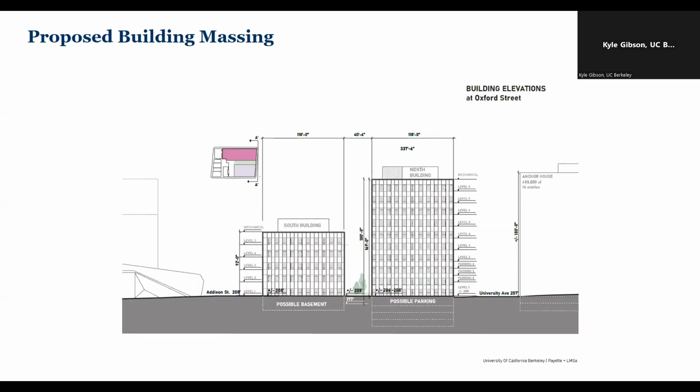This is a similar slide to the previous slide and shows building massing looking west from the campus park, again with University Avenue to the north, to the right, and Addison Street to the south. And you can see the north building in relation to the Anchor House building that's up across the street.